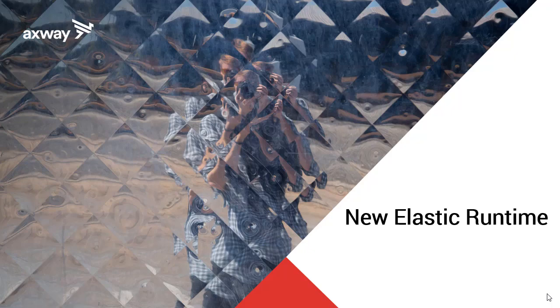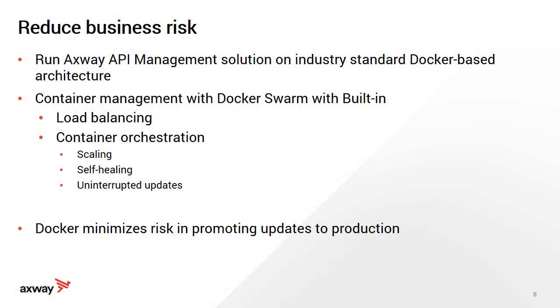In this environment, I will talk about the new Elastic Runtime. In this demo, I will use the API management solution, which is based on a Docker-based architecture with Docker Swarm as an orchestration engine. I will show the load balancing and container management with scaling, self-healing, and uninterrupted updates. Utilizing Docker also allows DevOps teams to minimize risk when promoting updates from development and test environments up to production.